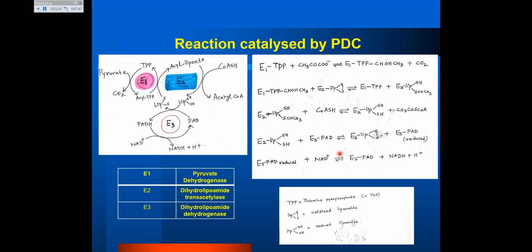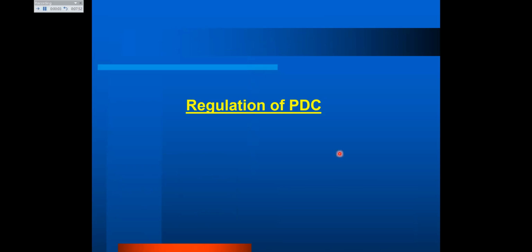So that was all about the reaction mechanism of PDC. Now let us understand the ways by which the activity of this PDC is regulated in the cell.